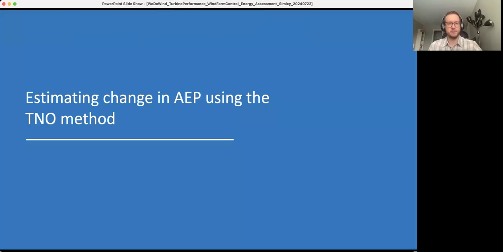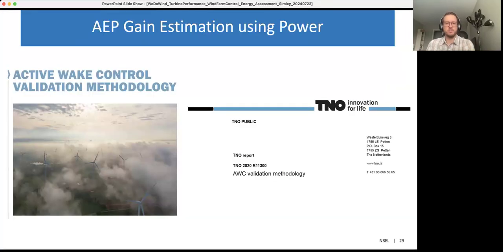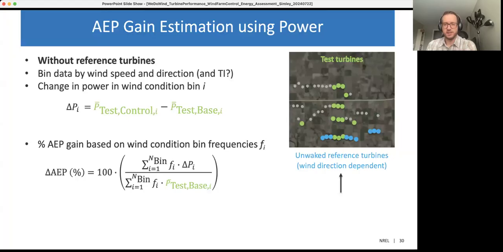just wanted to talk about an alternative method to estimating the AEP gain using what I'm calling the TNO method. So this is based on a report called Active Wake Control Validation Methodology from TNO in the Netherlands. And basically everything I've shown so far, we're looking at energy ratios or power ratios. So we're normalizing the power of our test turbines by the power or energy of unwaked reference turbines.